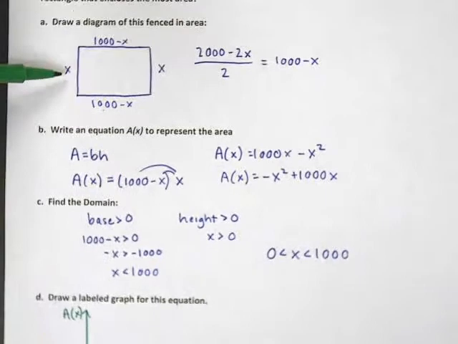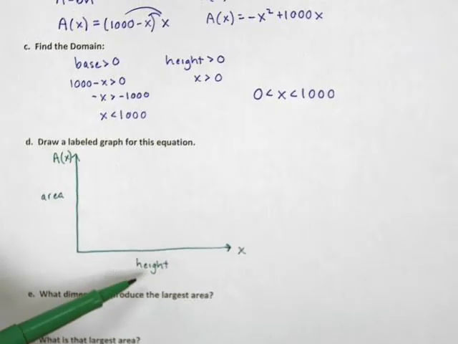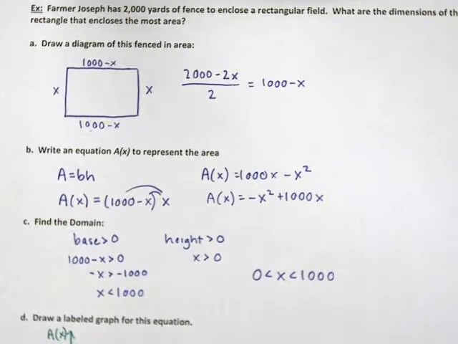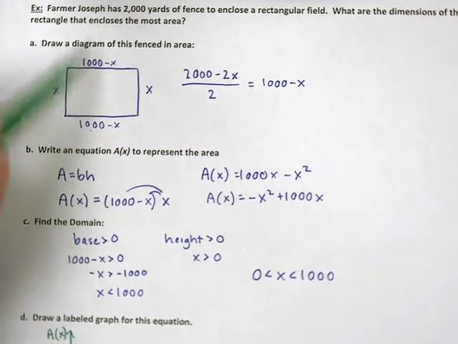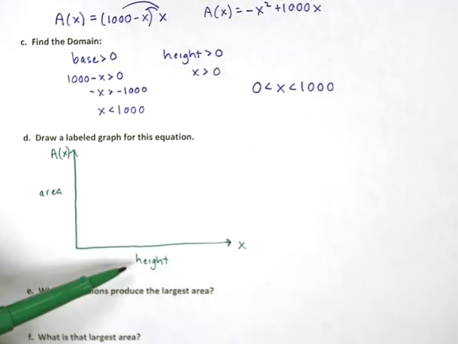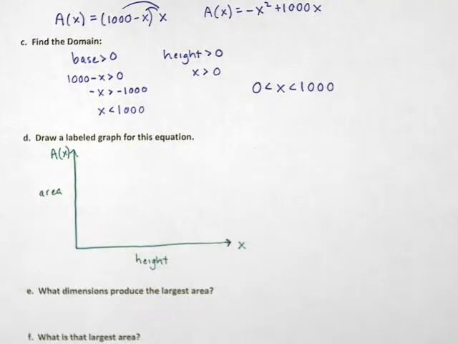Sorry, I was pointing at something that you guys couldn't see. In my picture, I used x as the height, so that is why in my graph, I wrote the word height. If you guys draw your picture differently, what if your 1,000 minus x were on the left and right, and your bases were x? Then I would expect you to write base for your x-axis.